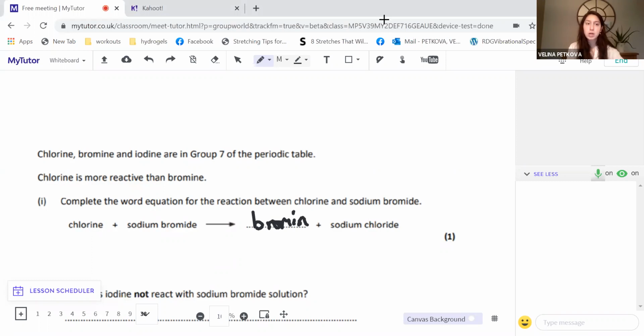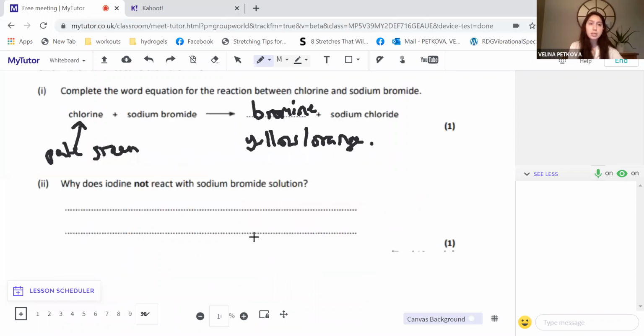Can anyone remember what the chlorine color was? It starts as a pale green and it goes to form what color? Yeah, brilliant. Yellow / orange. Okay, so this is a key. Always look for your color change to tell you about the reactivity.